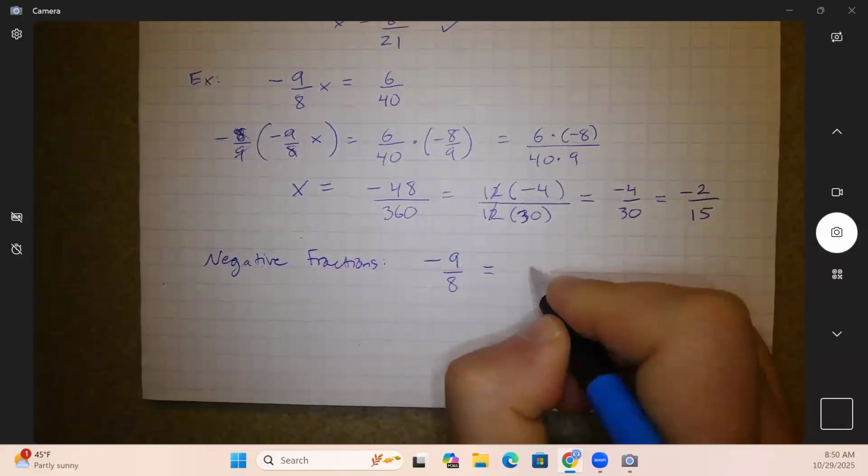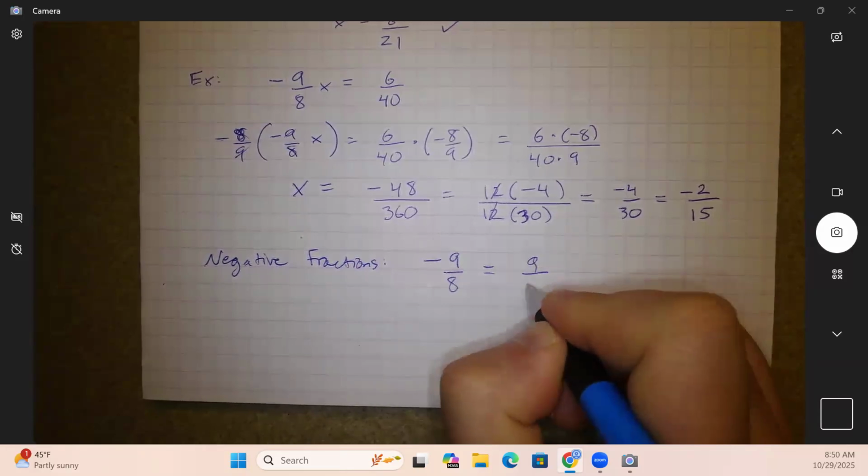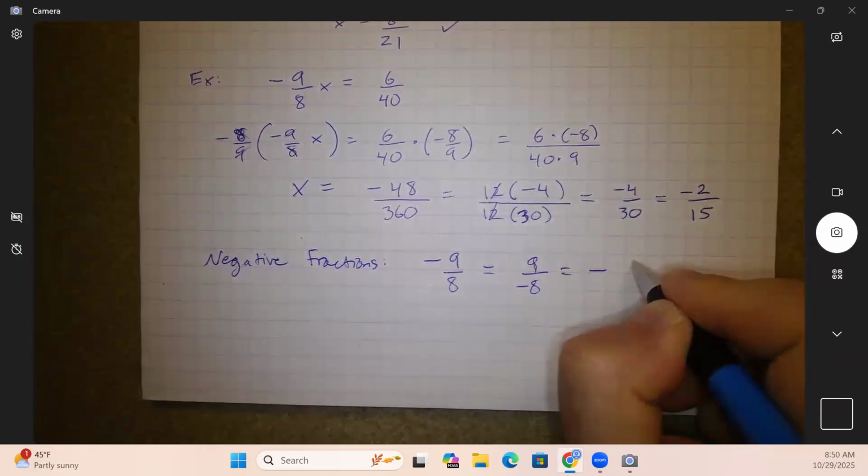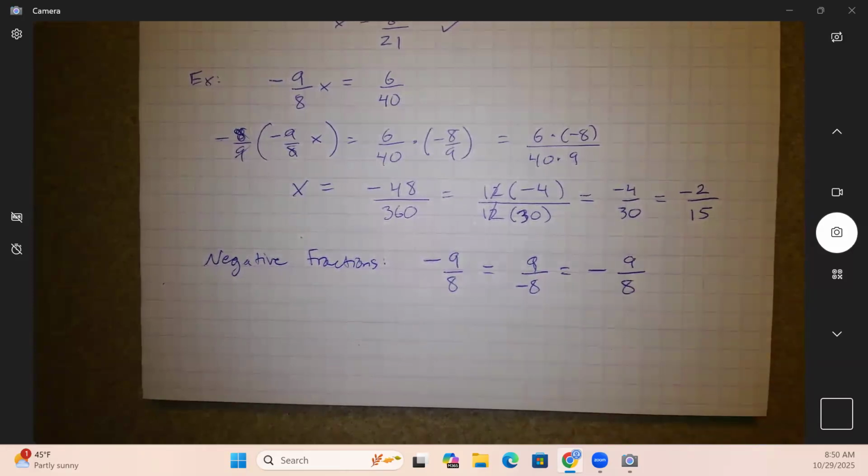-9/8 is the same as 9/-8, which is the same as negative in front of 9/8. Those are all the same. So when I flipped it, I left the minus in the top. Which is pretty typical. It's still a reciprocal because when you multiply them together, you still get 1.